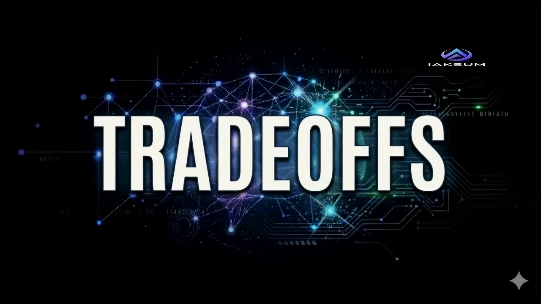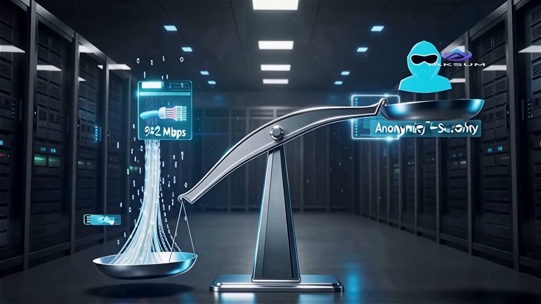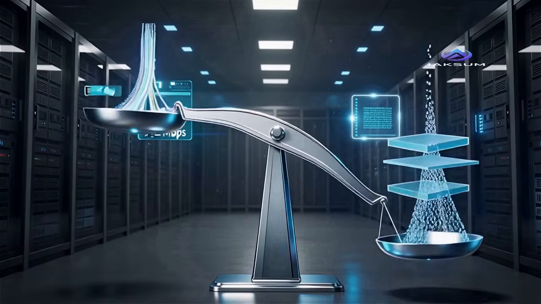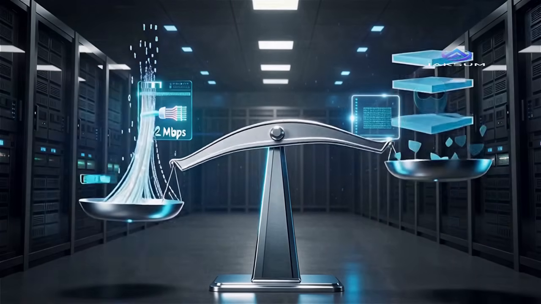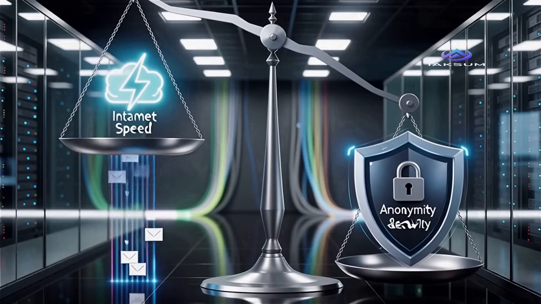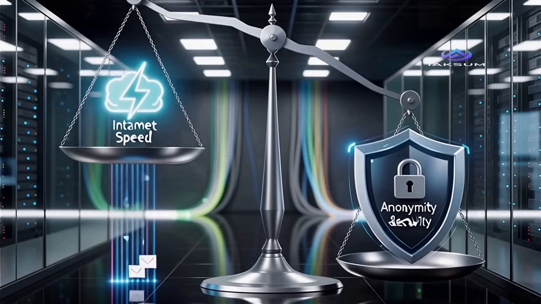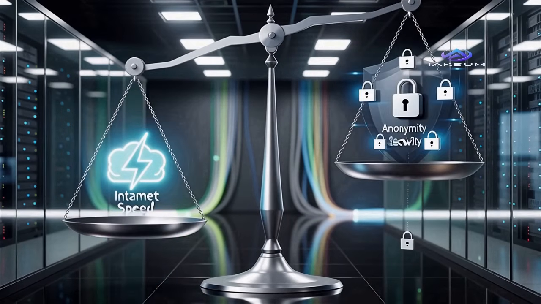Honest trade-offs. Residential proxies are slower and pricier than data center. That's the tax you pay for unlock rate. And even with a perfect setup, blocks happen sometimes. A clean setup minimizes risk. It doesn't eliminate it. Anyone selling you 0 blocks guaranteed is selling something.